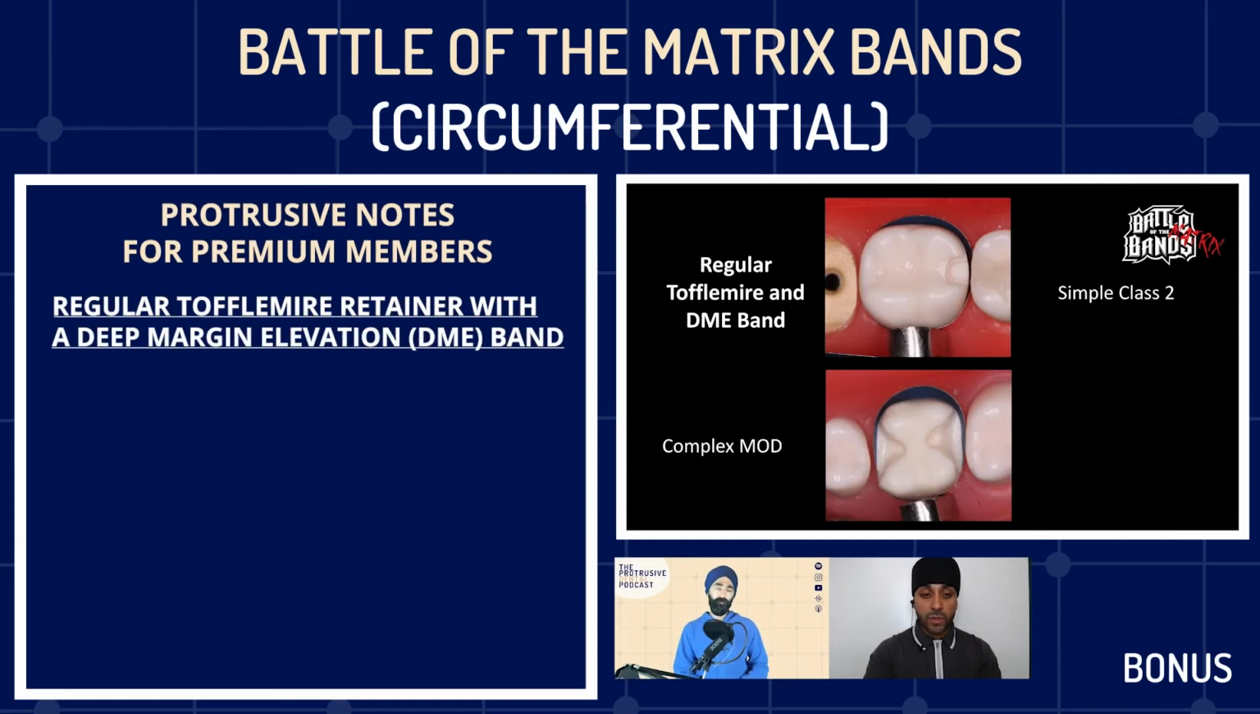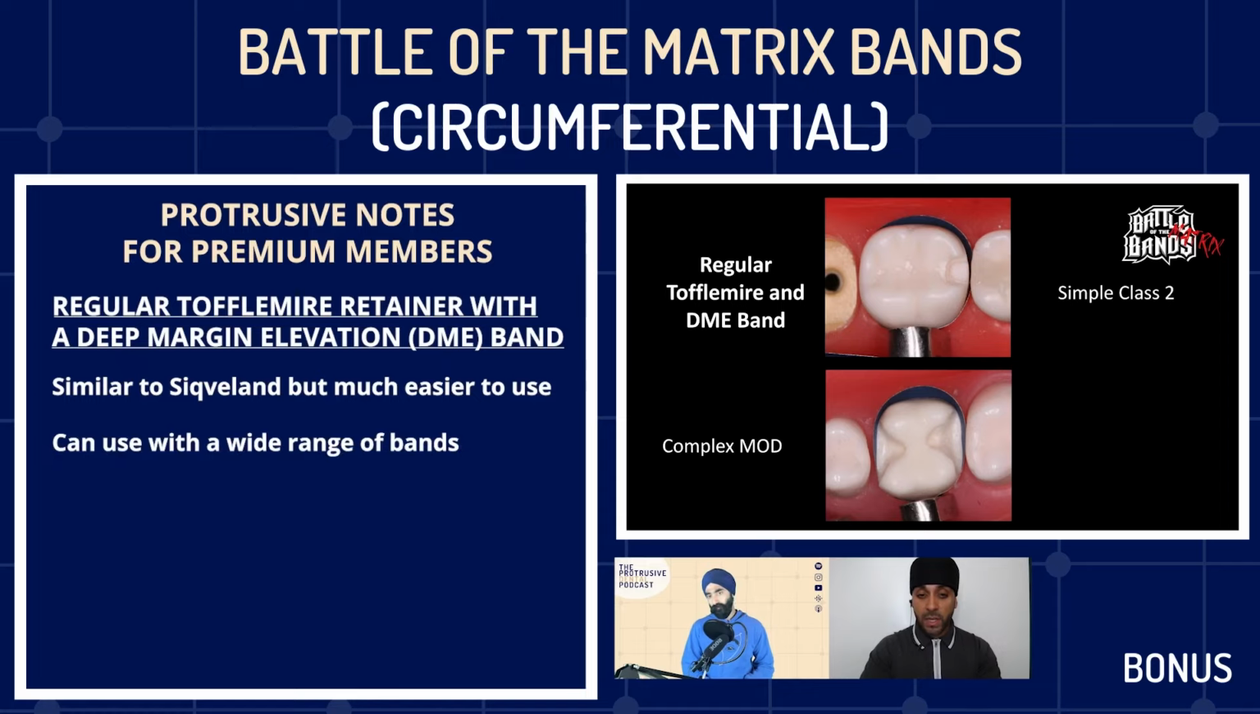So then we move on to a regular Tofflemire retainer and a DME band, right? And just a quick primer on Tofflemires. I mean, they're similar to Siqveland's, but I find them much easier to use. And they can be used with a wide range of bands, right?